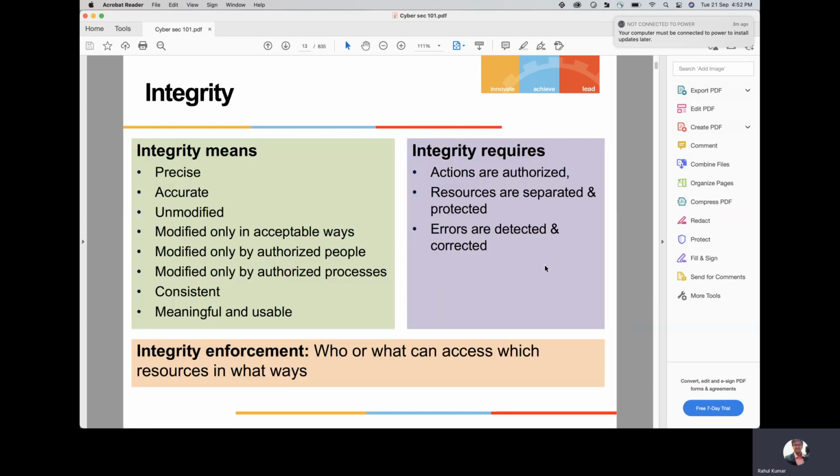Okay. What is integrity? What does integrity require? You can read through this, but I don't force you to. I think this is basic English, and you should be able to grasp it very quickly. Let's move on.